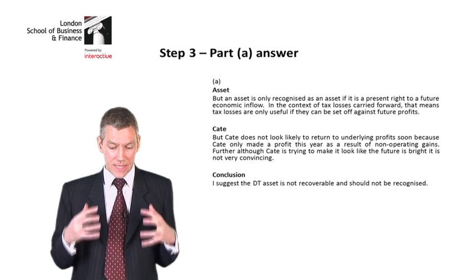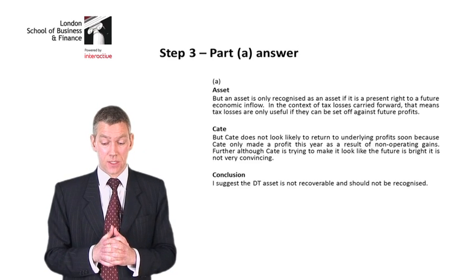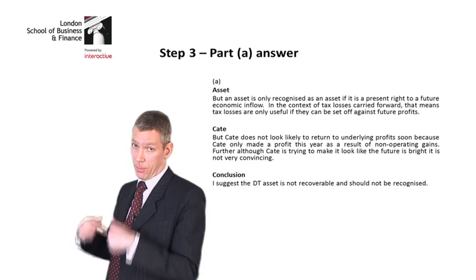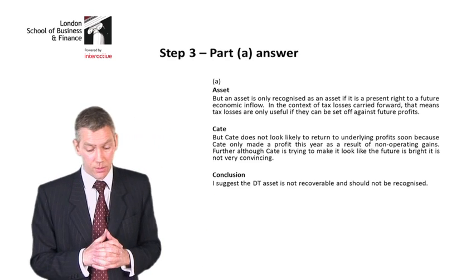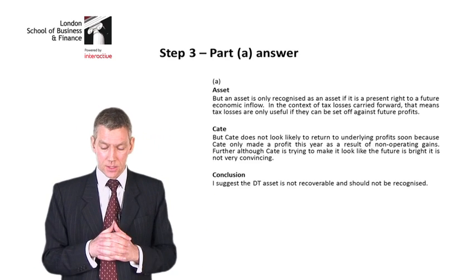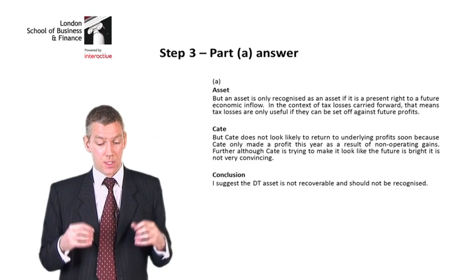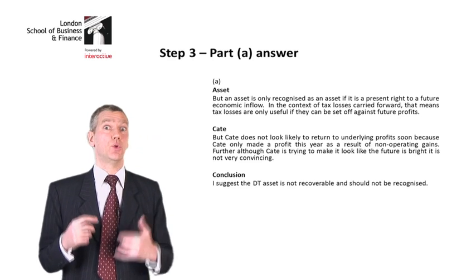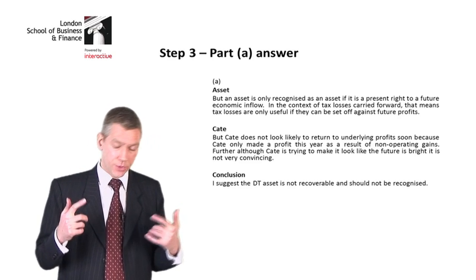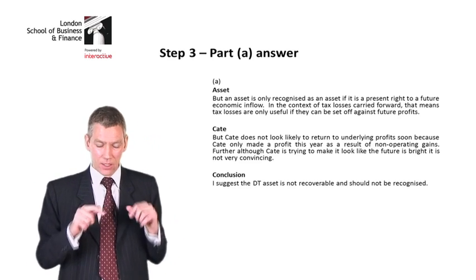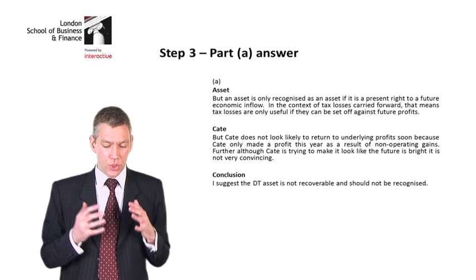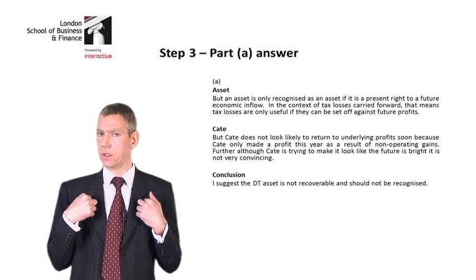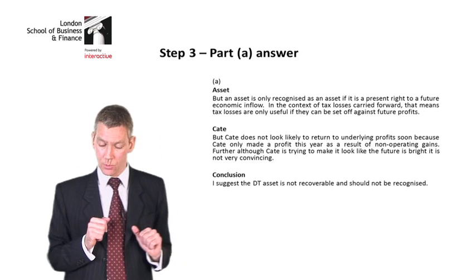Asset. But an asset is only recognised if it is a present right to a future economic inflow. A present right to a future economic inflow. In the context of tax losses carried forward, that means tax losses are only useful if they can be set off against future profits. Which comes to the point, doesn't it? Kate itself, but Kate does not look likely to return to underlying profits. Now that's what I think. Now you can say what you think, but I'm saying what I think.